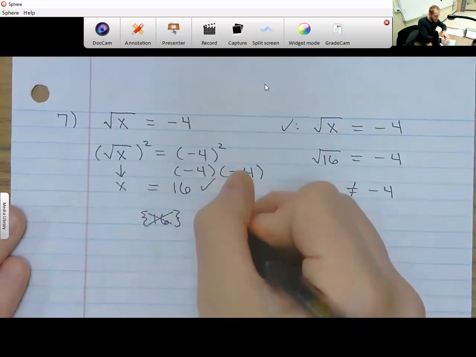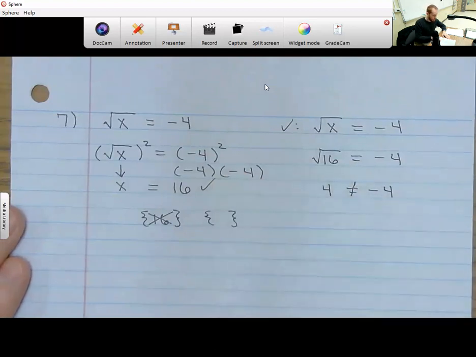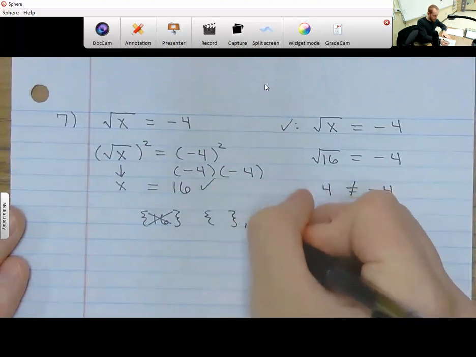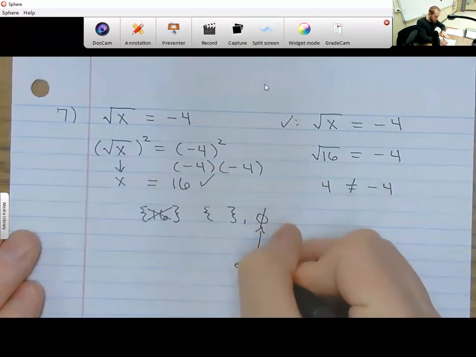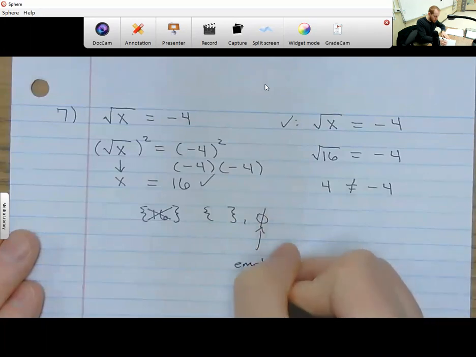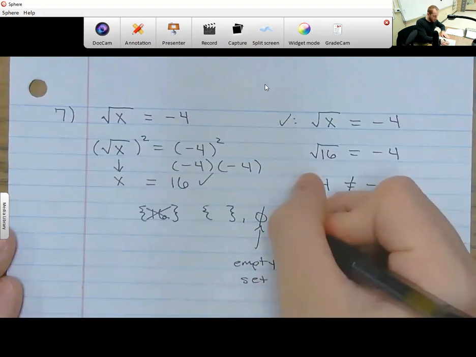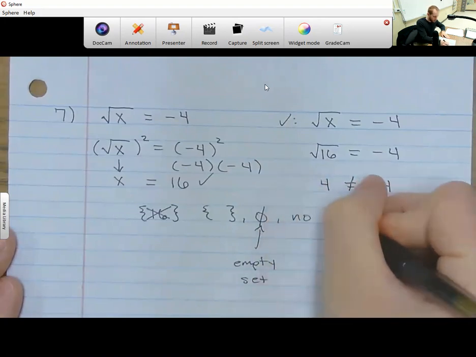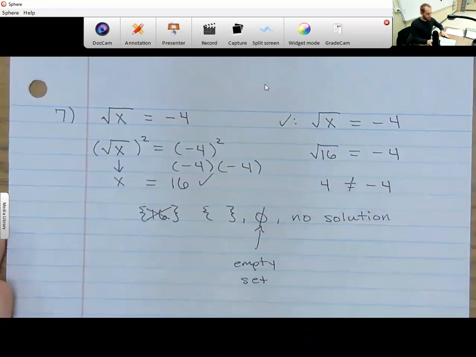So the way you can write that is you can write a solution set with nothing in it, right? That's the empty set. You could also write it as this right here. This is a symbol in math. It just means the empty set. But usually the way your teacher is going to want you to write it is just by writing no solution. No solution. Okay? So I'll leave that up there for a minute so you guys can get that.